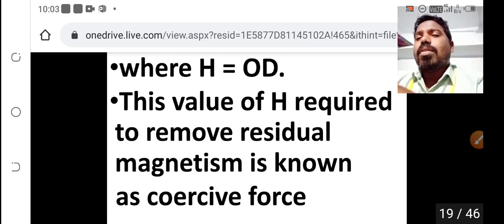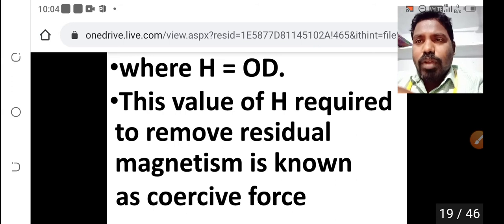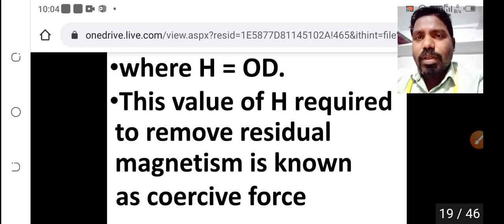Here we are going to demagnetize the material. In the previous case, whenever it was magnetized, when the value of H was reduced to 0, B was not 0. Instead of becoming 0, it had a certain value, which is considered a certain magnetic property it possesses.